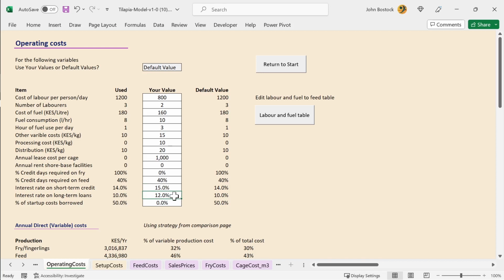Note you can only include an allowance for short-term credit to cover fry and feed, which are the two largest costs. It is assumed there will be sufficient finances available to cover other working capital requirements, such as labour and fuel.